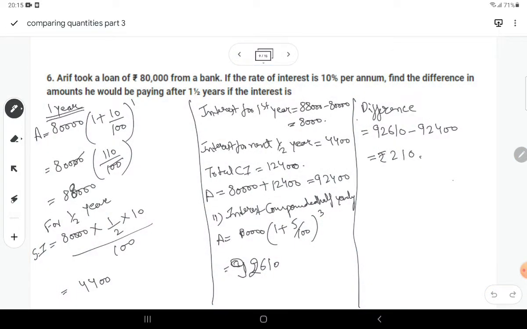Moving on to the next question, it says Arif took a loan of 80,000 from a bank. If the rate of interest is 10% per annum, find the difference in the amounts he would be paying after 1.5 years.